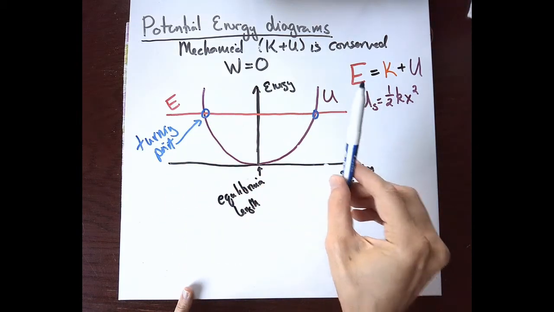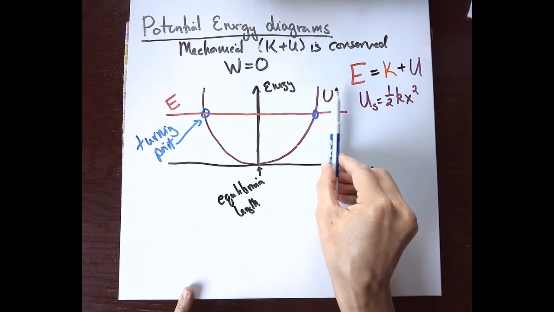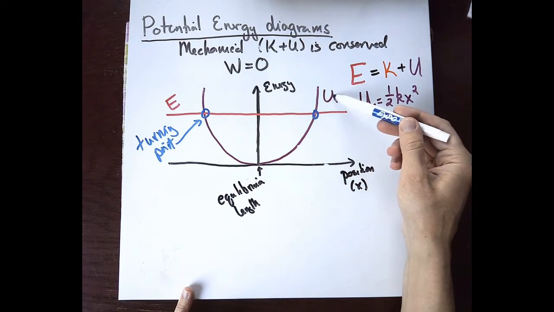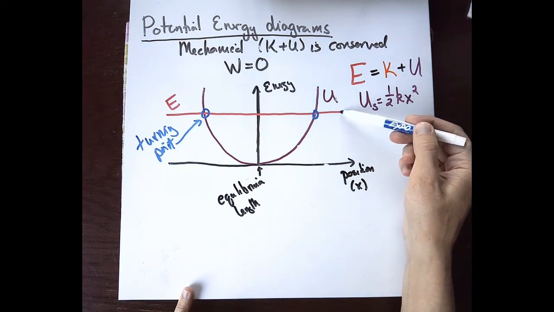Again, you've got the forbidden regions beyond the turning point. The spring is never going to move out to this position, because at this position, the potential energy is higher than the total energy.